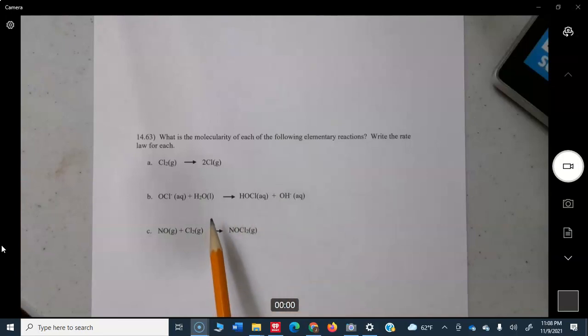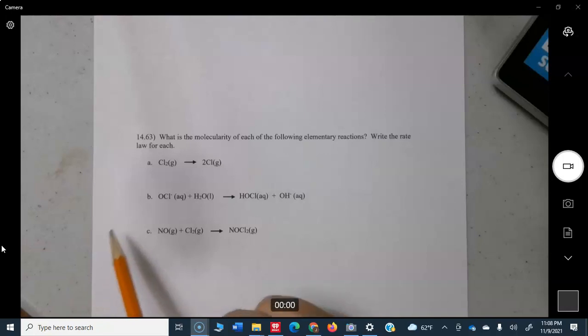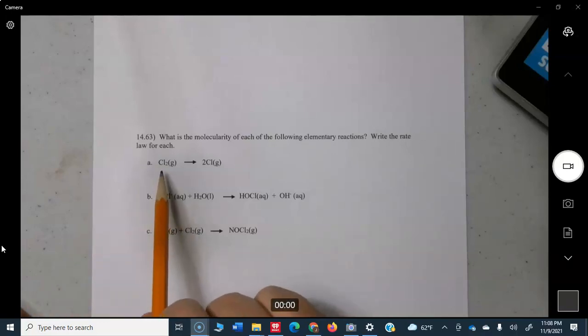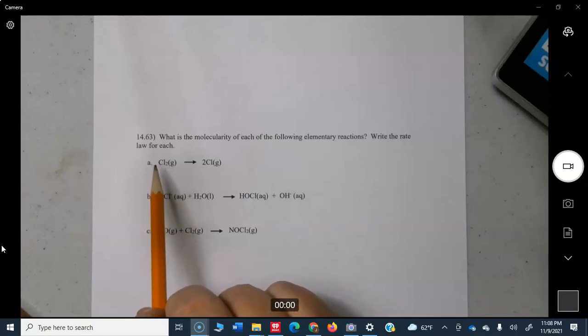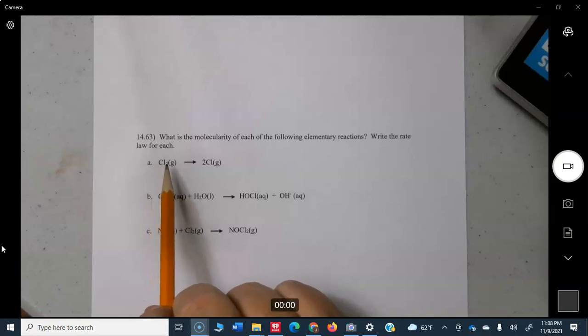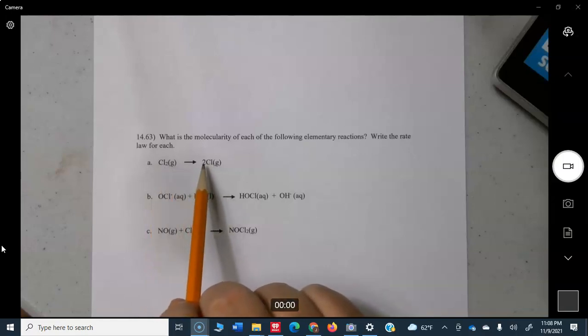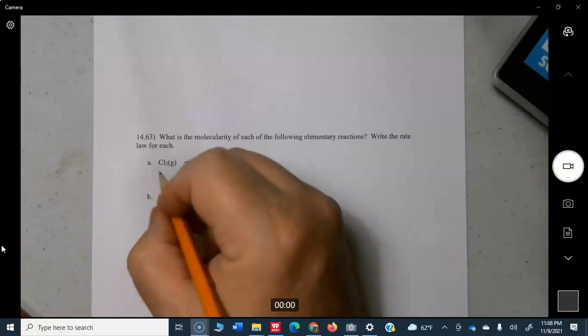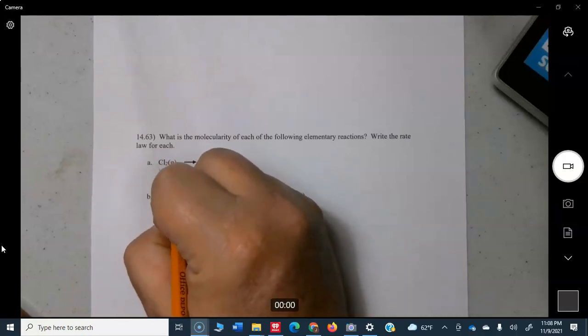So molecularity has to do with how many different types of compounds or molecules or ions are involved on the reactant side. The fewer there are, the easier it is for the reaction to take place. So if we look at A, the only thing that's going on here is you have a chlorine molecule hitting other chlorine molecules and breaking apart into two chlorine atoms. So that's called unimolecular. Uni means one.